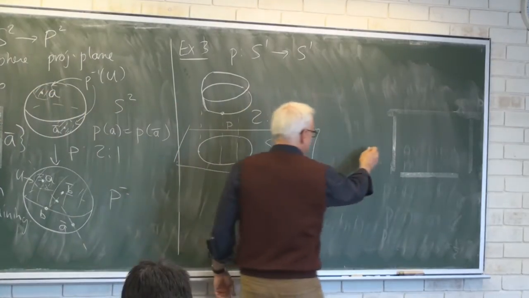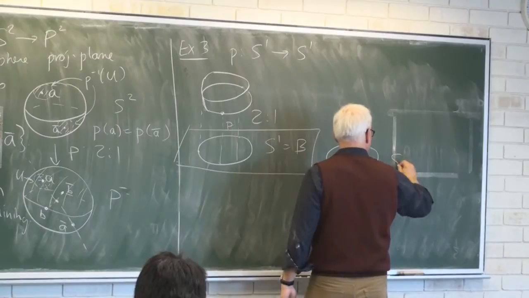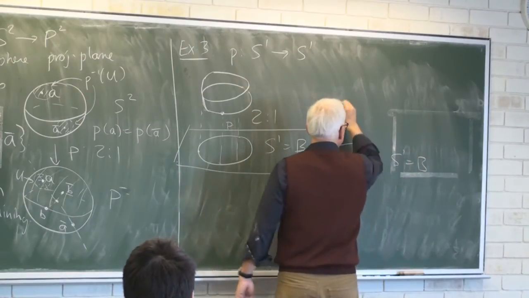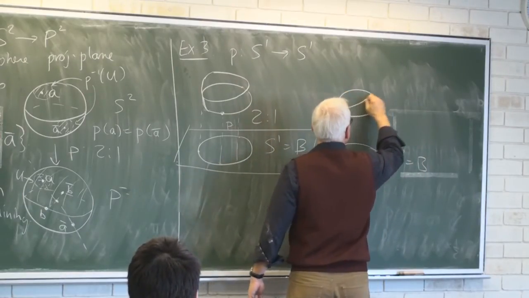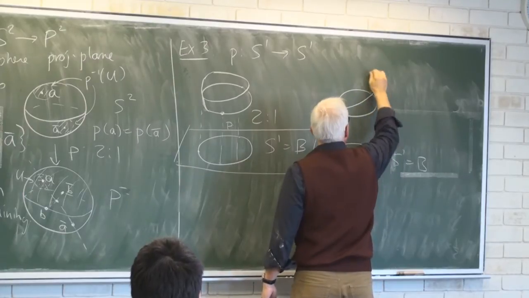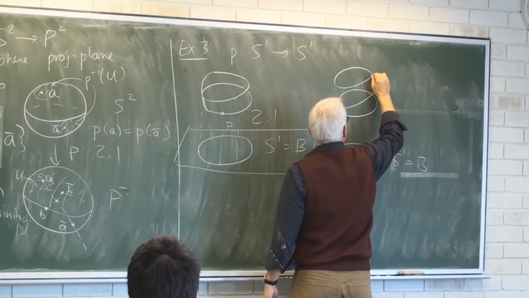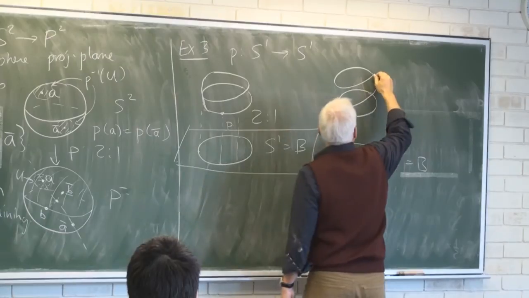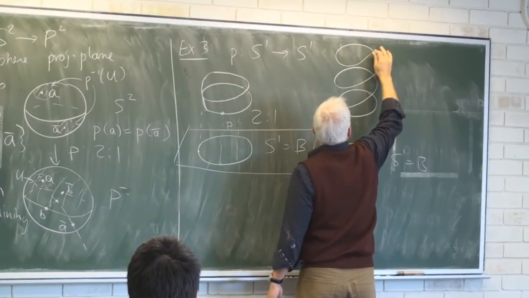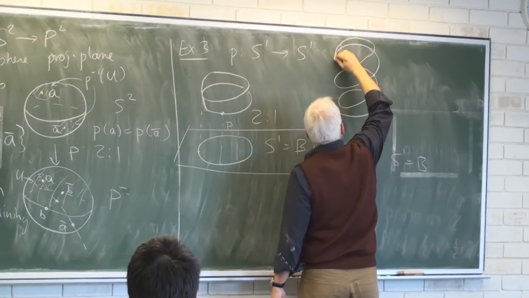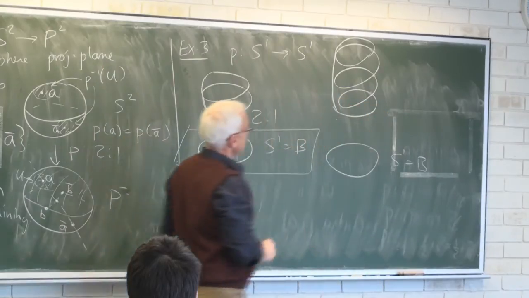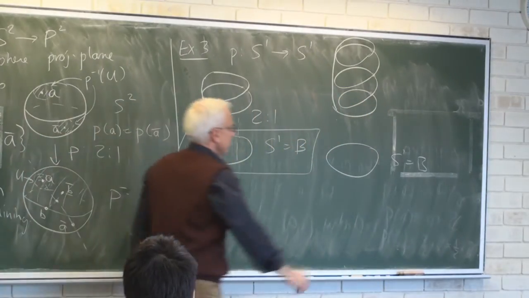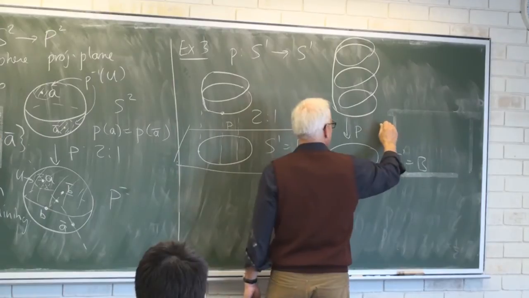But of course we could also do variants. We could go 3-to-1. So we could put our base circle here, and we could have a covering map which goes around one more time, and then it comes back down. This would be a 3-to-1 covering.